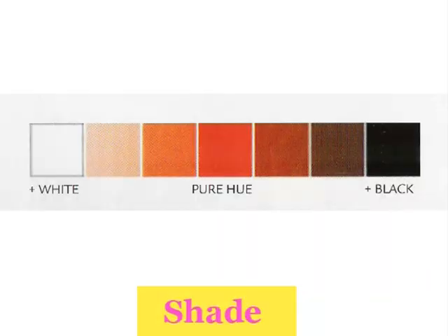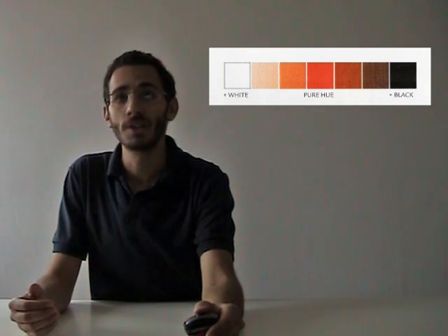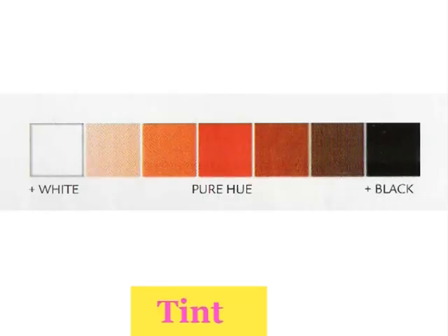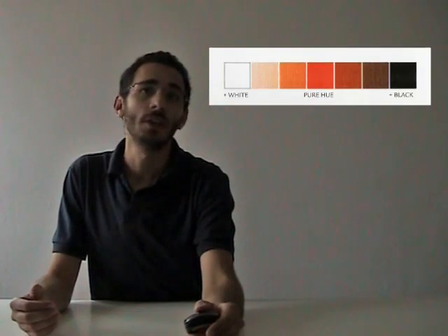Any hue mixed with black results in a shade. The more black that is present, the darker the shade. Any hue mixed with white results in a tint. Similarly, the more white that is present, the lighter the tint.